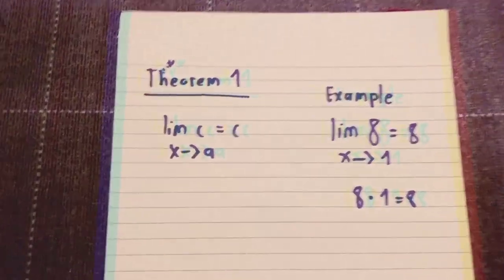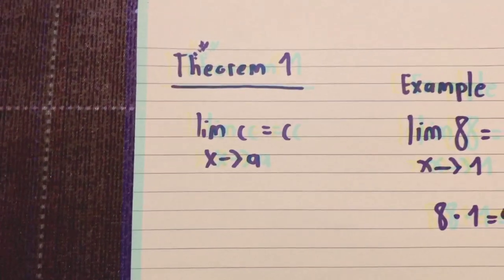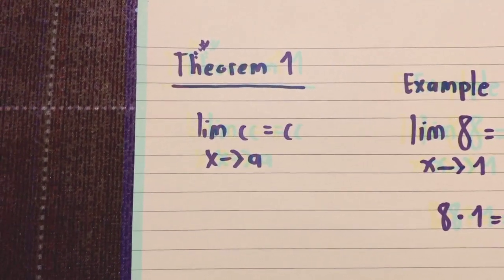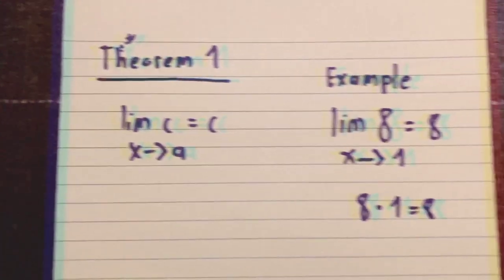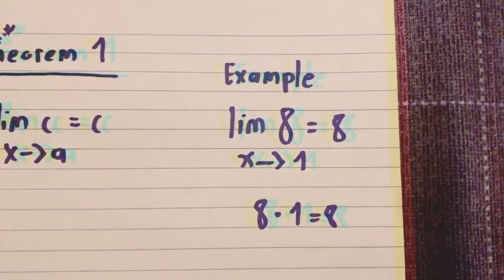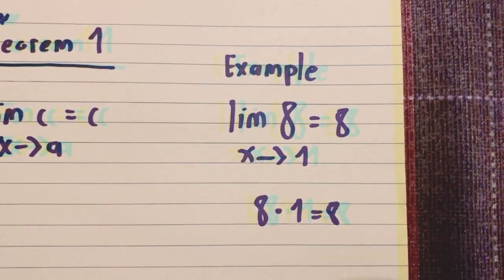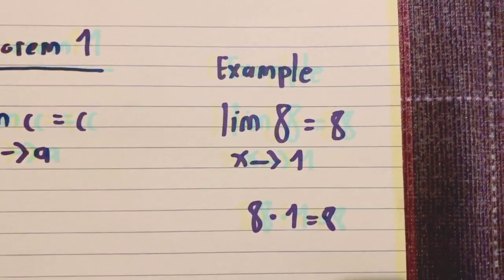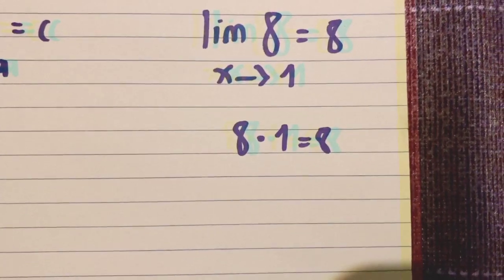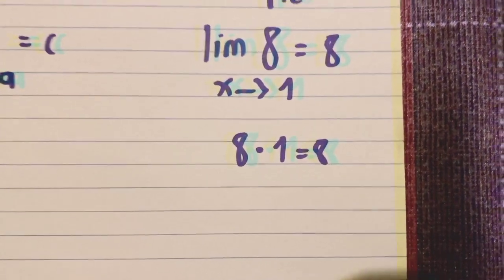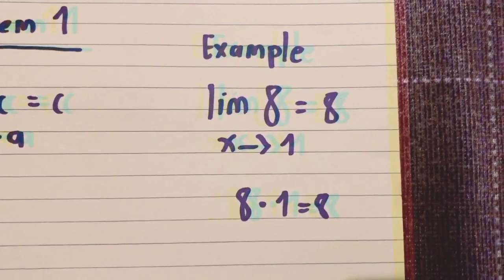So this theorem 1 states that the limit of c is equal to c as x approaches a. Here is our example: the limit of 8 as x approaches 1. What we're going to do is multiply the 8 and 1. 8 multiplied by 1 is equal to 8. So our final answer will be 8.